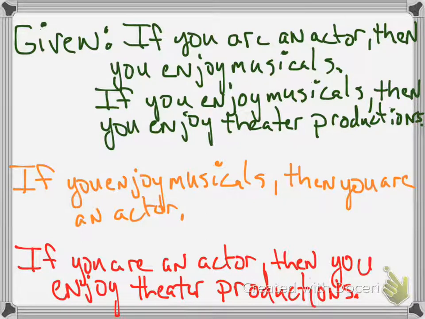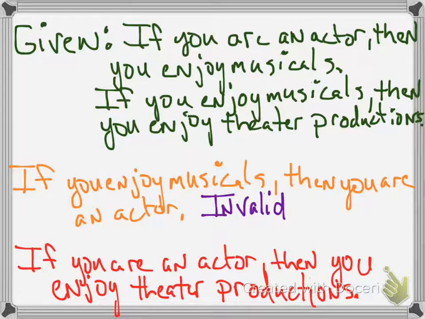If you enjoy musicals, then you are an actor. If you're an actor, then you enjoy theater productions. The orange one is invalid because it goes backwards. It takes the Q and it's basically an inverse. It flips things around. Flip the Q and the P. So it doesn't go logically from an actor to theater productions.